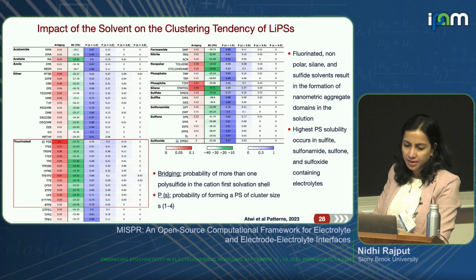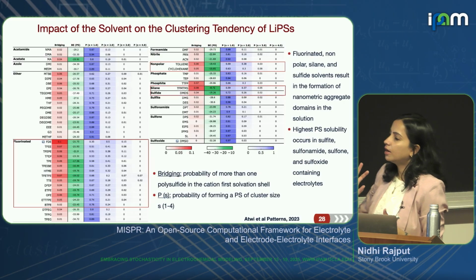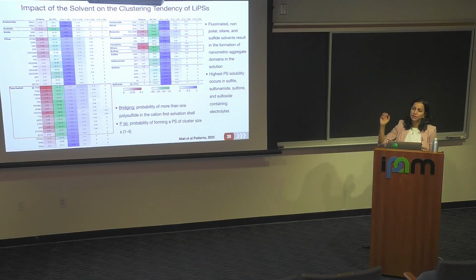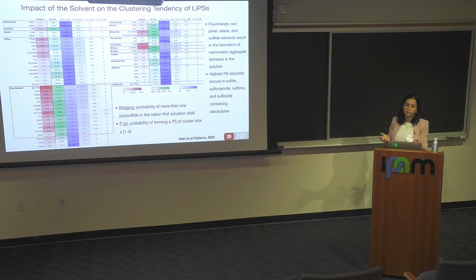They tell us the same thing: that fluorinated, non-polar, silane, and sulfide solvent categories result in very large cluster formation and can significantly suppress polysulfide solubility. This tells us that binding energy, which is a very cheap calculation, can be used as a potential descriptor for estimating, in certain cases, the solubility, which is a little bit of a stretch that I'm making here, but also for understanding the cluster formation in the solution.